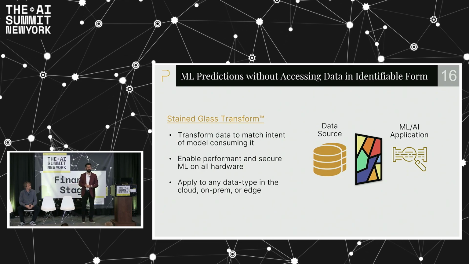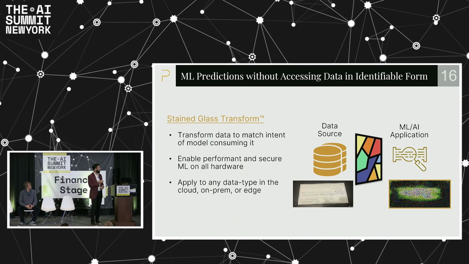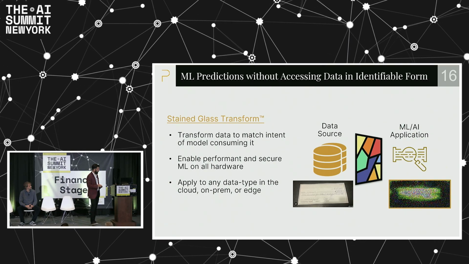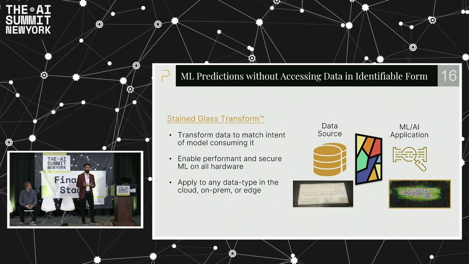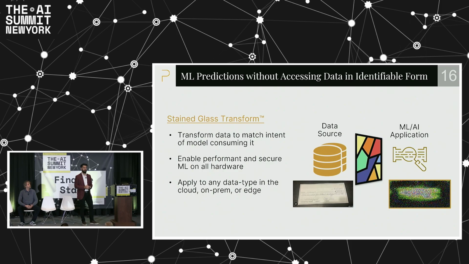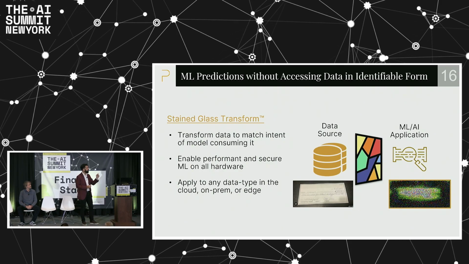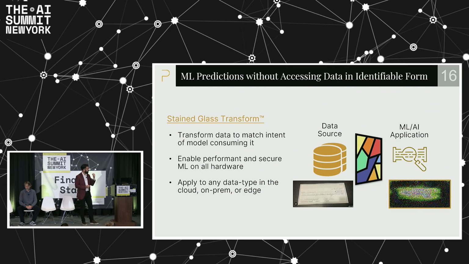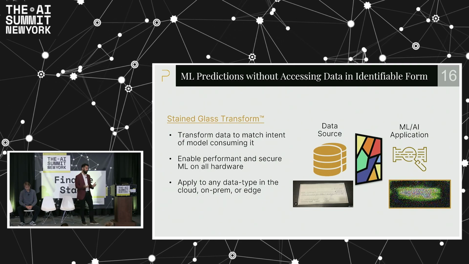So in the case of Q2, the intent is to identify fraudulent checks. So that check image on the left can be transformed into a heavily perturbed representation of that same data record, but it will still mean the same thing to the model that is going to consume it, because it has been transformed for that model's consumption, but for nothing else.